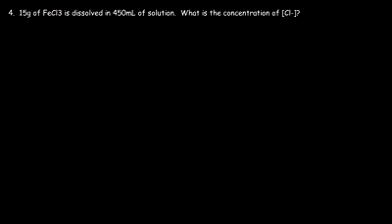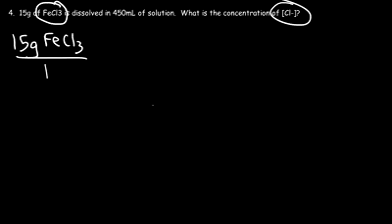Number 4. 15 grams of iron 3 chloride is dissolved in 450 milliliters of solution. What is the concentration of chloride? So let's get the answer just completely using conversions and dimensional analysis. Let's start with 15 grams of FeCl3. Now, in order to get the concentration, we need to convert this into moles. And at the same time, we need to change the substance from FeCl3 to Cl-. So that's going to require an extra step.